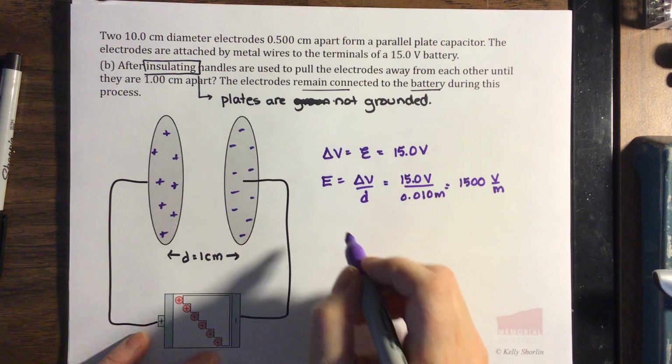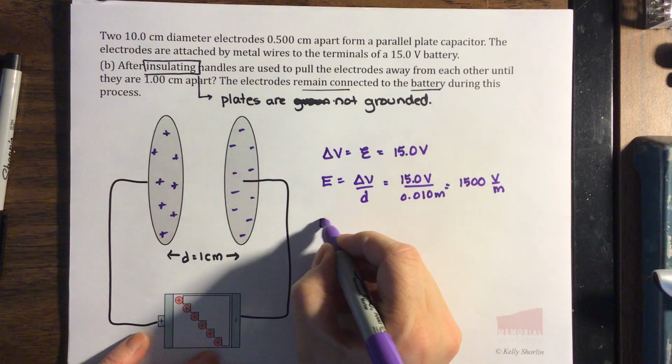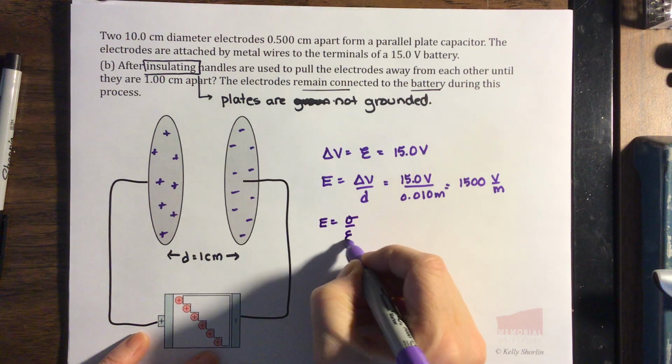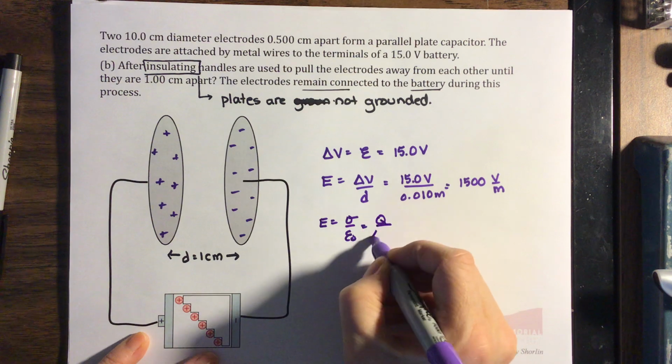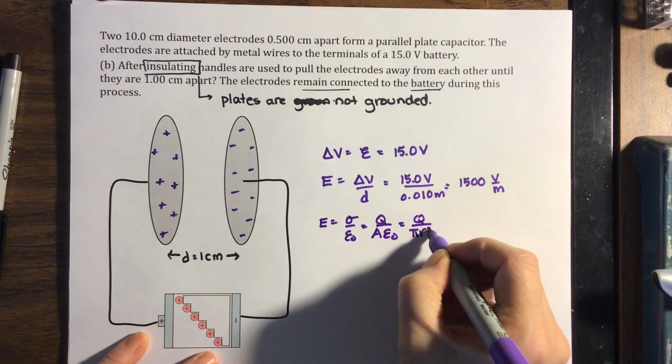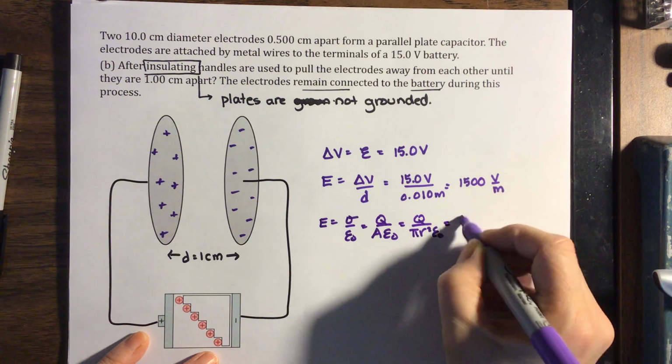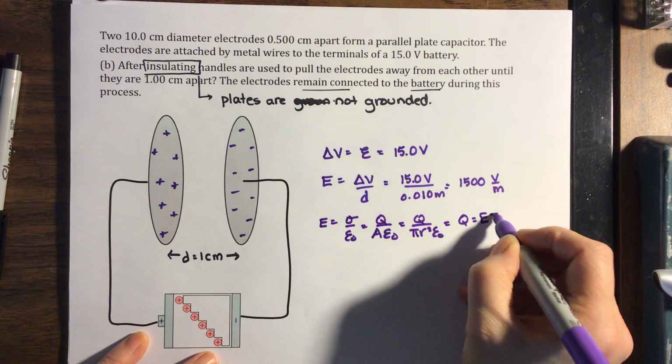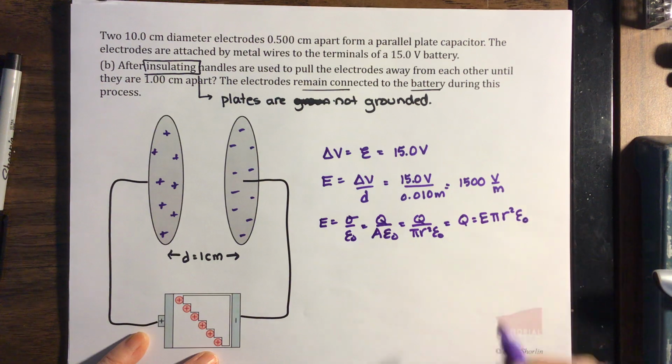Okay, what else? We'd also like to find the charge. We'll use that same process. E is sigma over epsilon naught. Sigma is Q over A. A is pi r squared. So Q is equal to E times pi r squared epsilon naught.